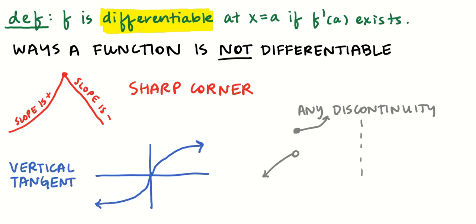I could have a vertical asymptote, something like that, and you couldn't have a tangent line there because, again, there's no graph to put the tangent on. And over here, like a removable discontinuity, again, there's no place to put a tangent, so there's not going to be a slope of such a tangent.